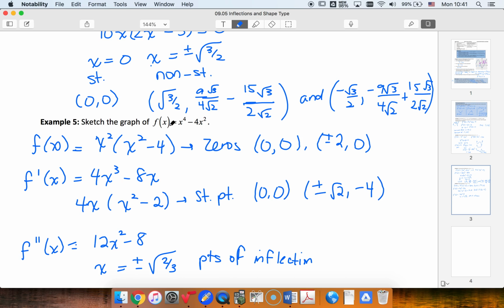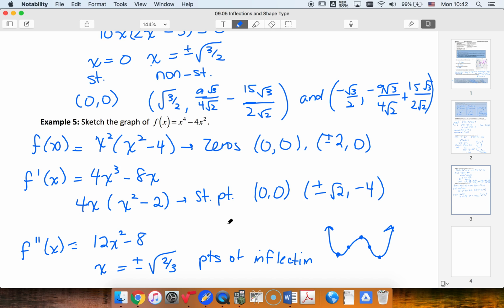I can now use what I know about my quartic. So I know my quartic is going to point up, and I've got 2 points of inflection, which tells me that my quartic is going to look like this one. There are my 2 points of inflection. Here are my stationary points. And I know that it has this shape based on what I know about quartics.